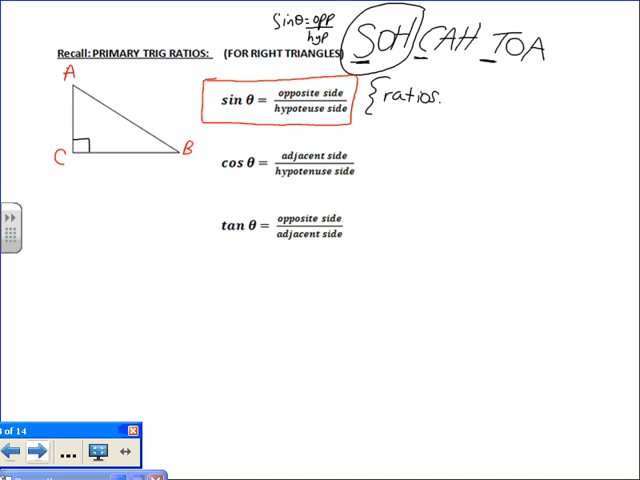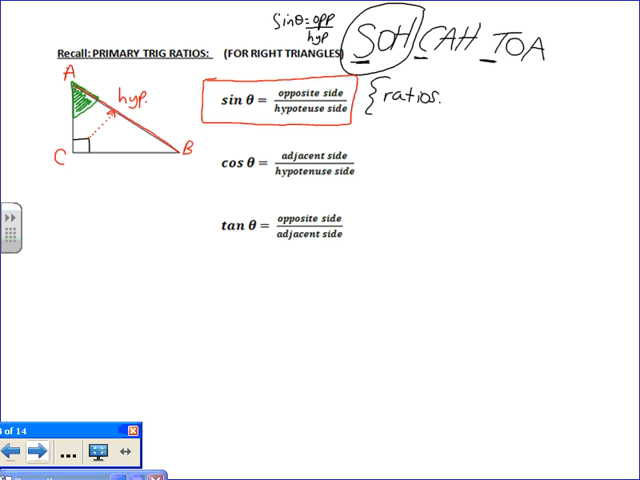And the first thing I can always label is the side that's right across from my right angle. So in every right triangle, the hypotenuse is always the side that's across from your right angle. There's your hypotenuse right there. The other two sides of this triangle will depend on which angle I'm looking at. So I'm going to go ahead and choose angle A here as my angle of interest.